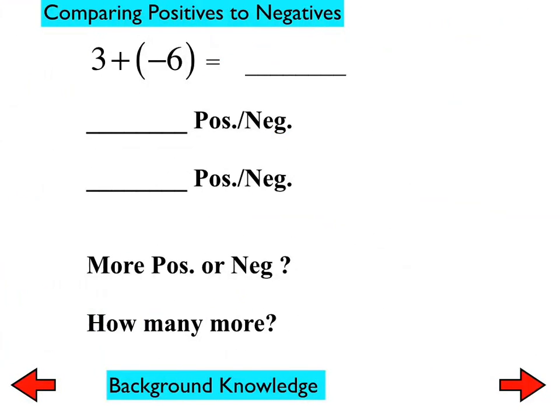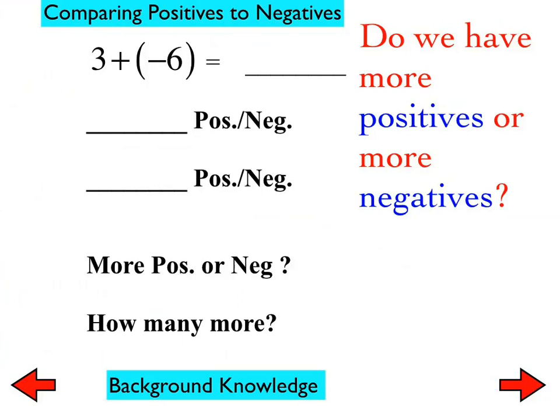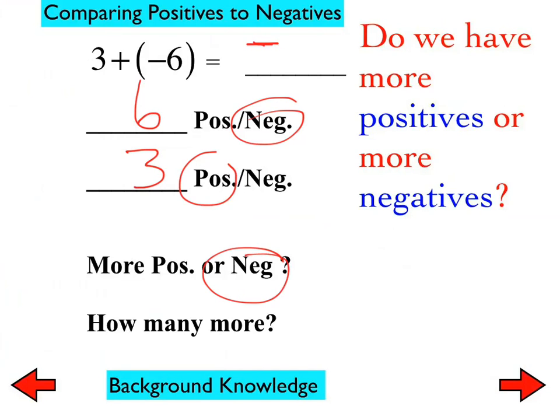So let's get started. So far, before today, we've talked about how to add integers by comparing with symbols and with number lines. When we compare, like in this problem, I asked you specific questions. Do we have more positives or more negatives? More negatives. That told us that the answer was negative. How many negatives do we have? 6 negatives. How many positives? 3. How many more negatives do we have than positives? 3. And that made the answer negative 3.